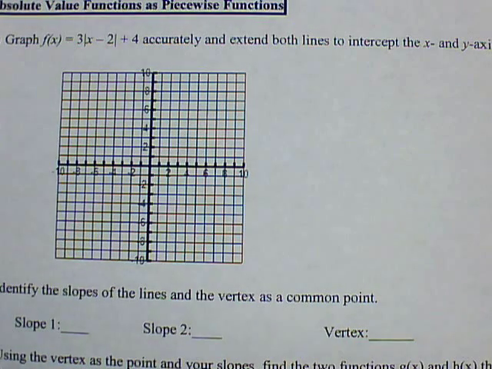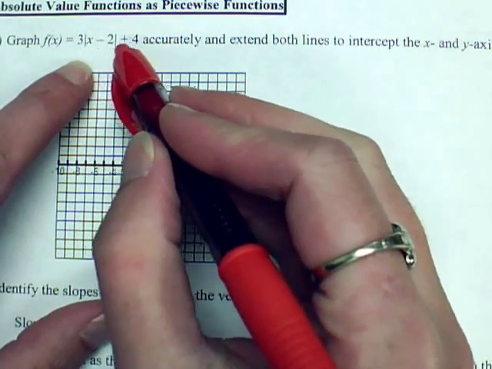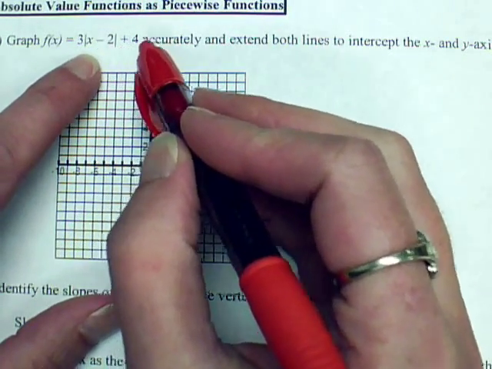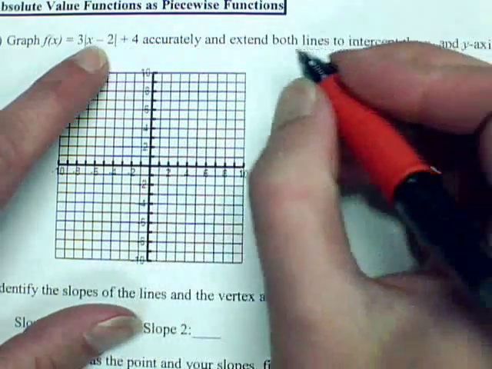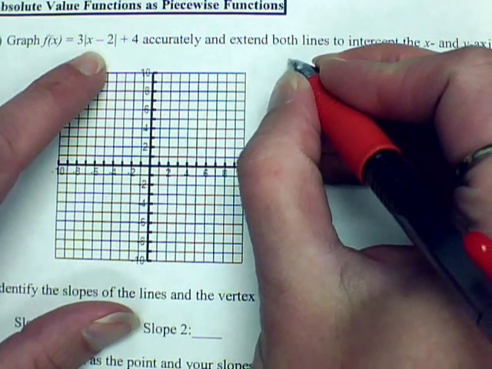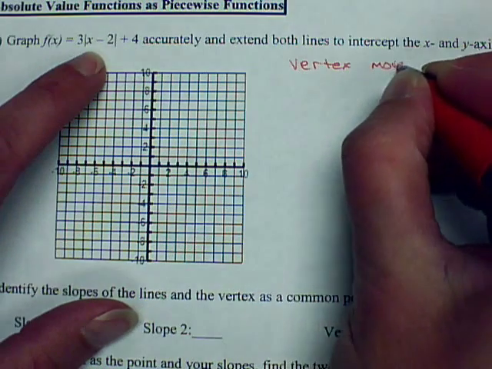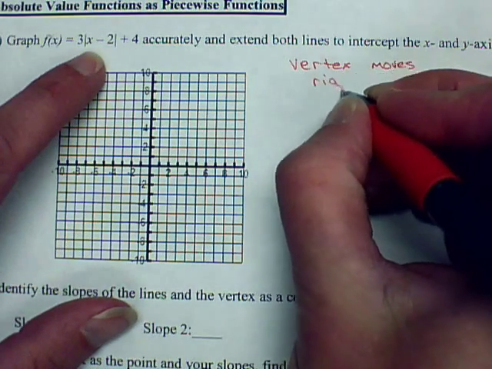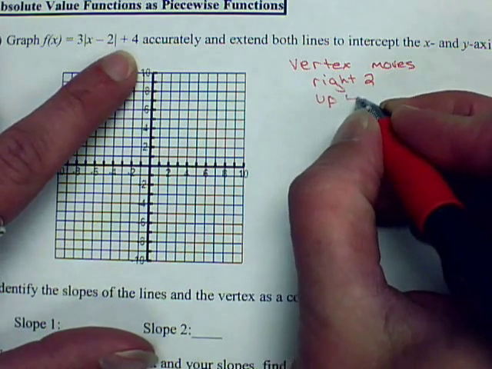We're going to keep looking at absolute value functions in a lot of different ways here. Let's graph an absolute value function: 3 times the absolute value of x minus 2, plus 4. Now remember, the x minus 2, when we subtract in there, it moves it to the right. So our vertex, instead of being at 0, 0, the vertex moves right 2, and then the plus 4 moves it up 4.